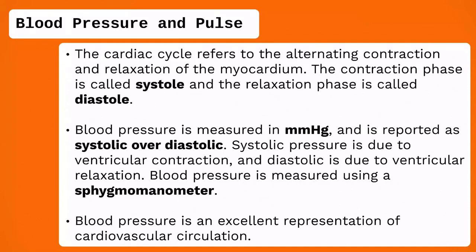So the cardiac cycle refers to the alternating contraction and relaxation of our myocardium, or that muscle that we just discussed. The contraction phase is called systole, and the relaxation phase is called diastole. Blood pressure is measured in millimeters of mercury, and it's reported as systolic over diastolic for that reason. So systolic pressure is due to the ventricular contraction, and diastolic is due to ventricular relaxation.